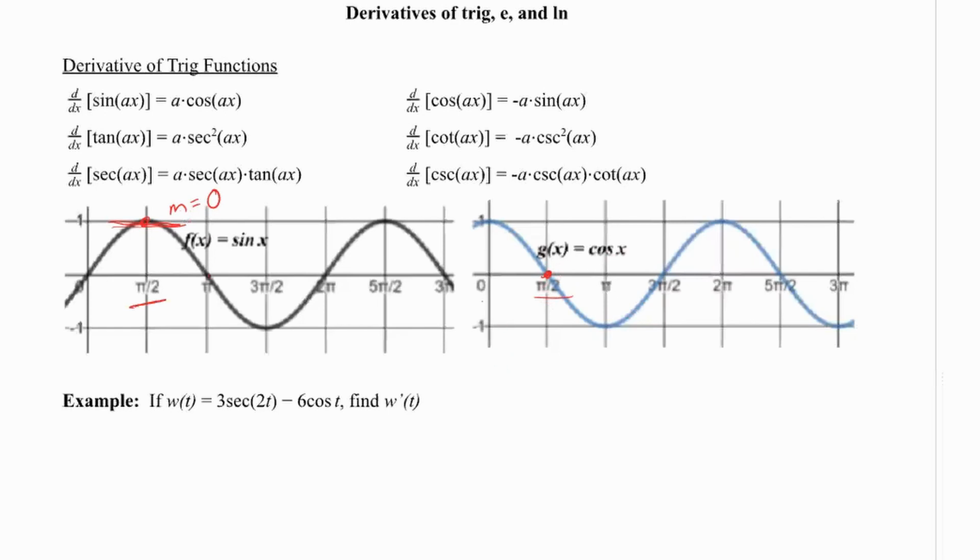Let's take a look at pi. The derivative here, we draw our tangent line, it looks like it's about negative 1. And if we go to cosine of pi, our y value is negative 1. So we can see this is applying. The derivative of sine is cosine.